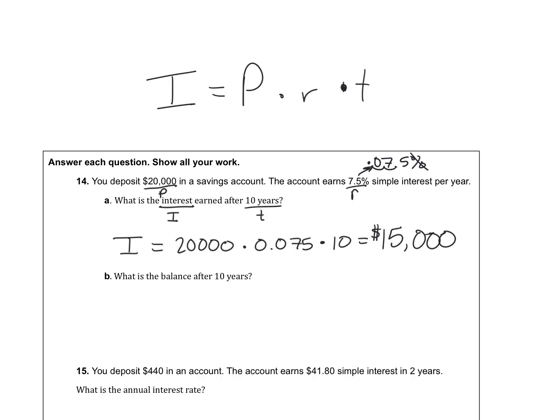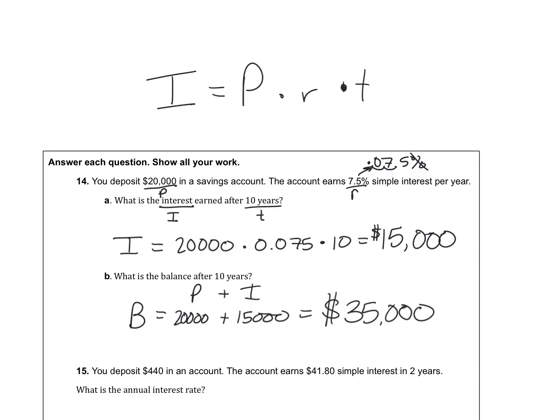My balance then would be how much did I put in plus how much did I earn in interest. I put in 20,000. I earned 15,000 in interest. So I get a new balance of $35,000.